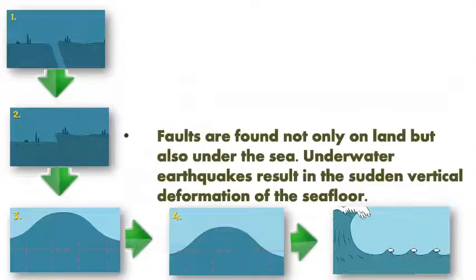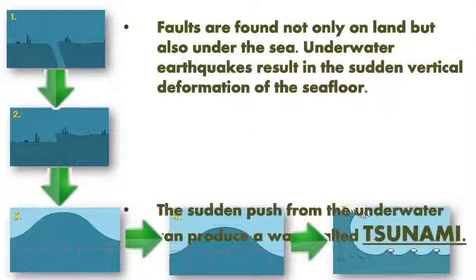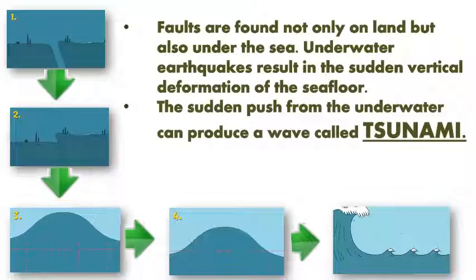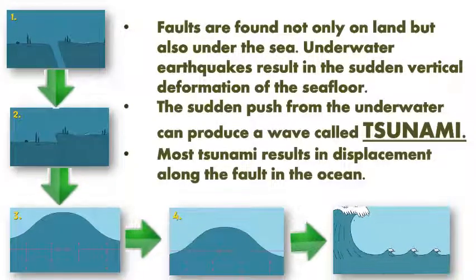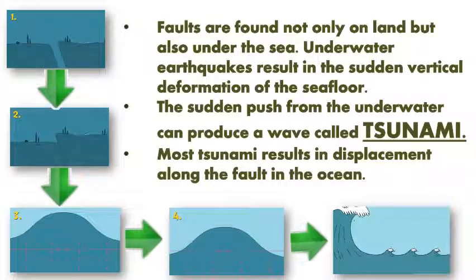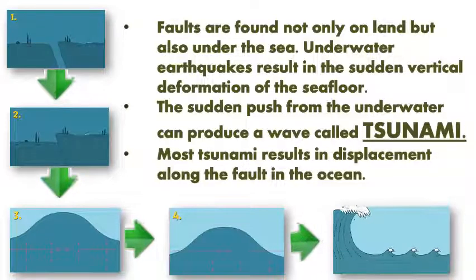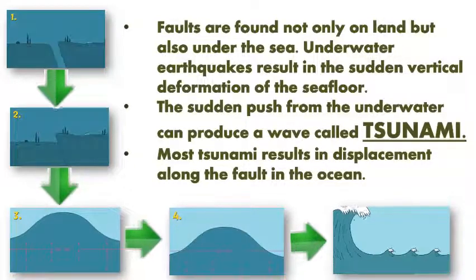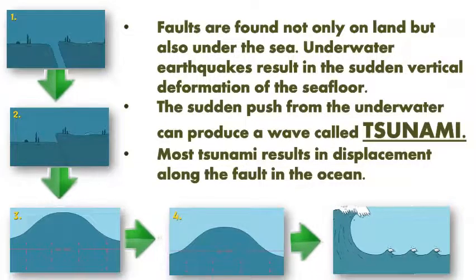Next, another important thing that you need to know is that right after an earthquake, there is a possibility na magkakaroon ng occurrence of a tsunami. Faults are found not only on land but also under the sea. Underwater earthquakes result in the sudden vertical deformation of the seafloor, and this sudden push from underwater can produce a wave which we call a tsunami. Most tsunamis result from displacement along a fault in the ocean. So if there is a fault slip in the ocean, there is a probability na magkakaroon ng tsunami.